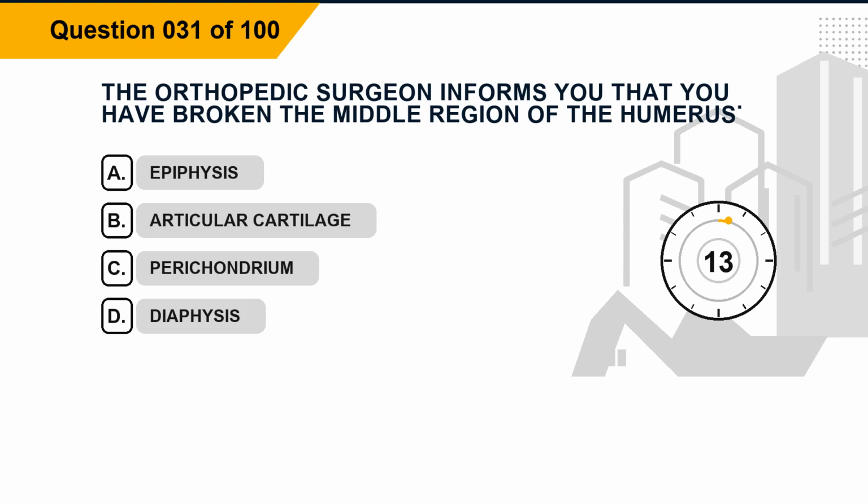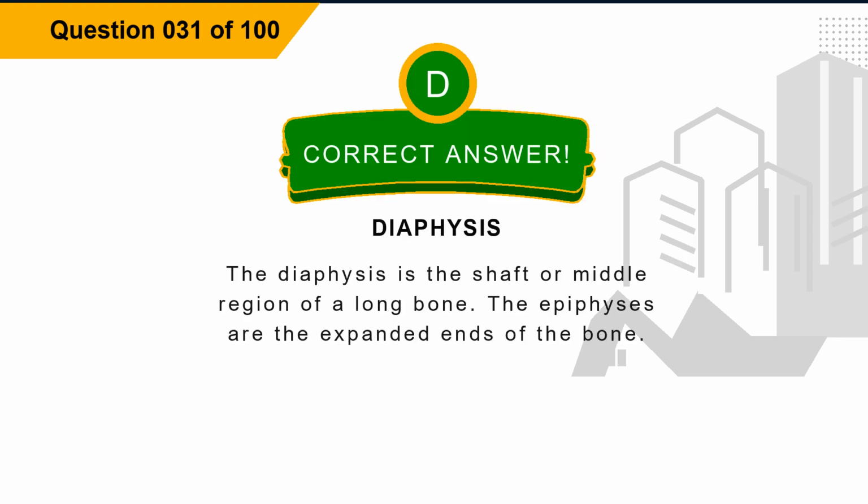Question 31. The orthopedic surgeon informs you that you have broken the middle region of the humerus. Option A, epiphysis. Option B, articular cartilage. Option C, perichondrium. Option D, diaphysis. The correct answer is option D, diaphysis. Explanation: the diaphysis is the shaft or middle region of a long bone. The epiphyses are the expanded ends of the bone.